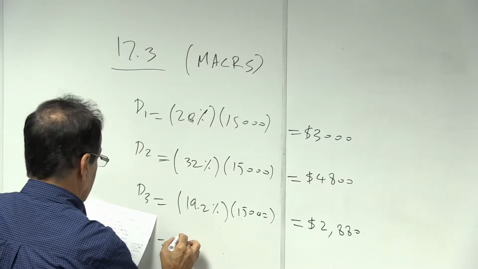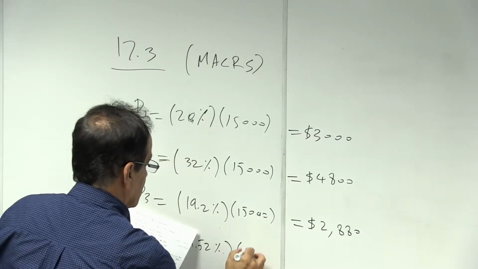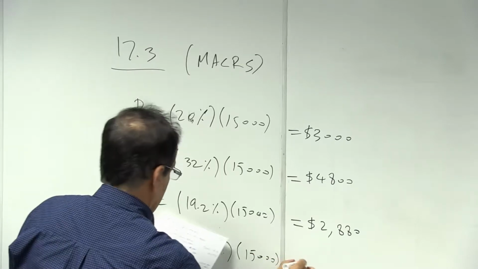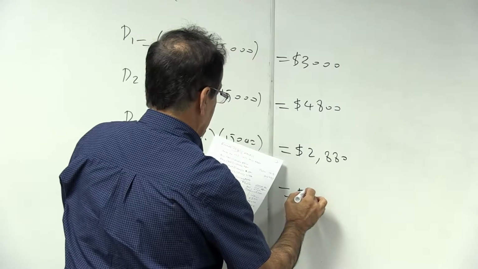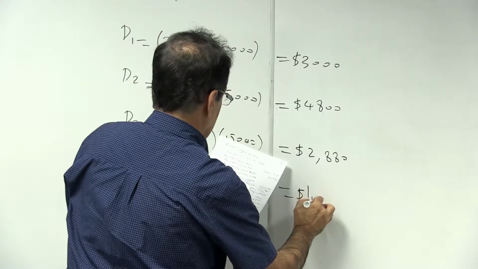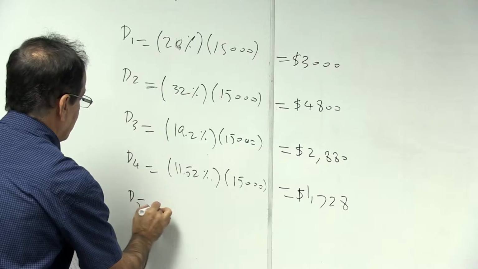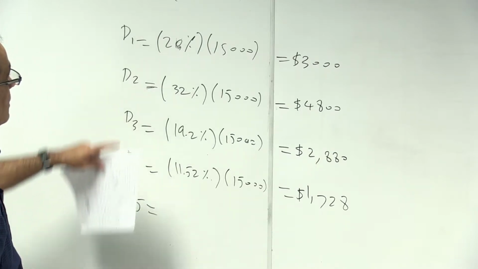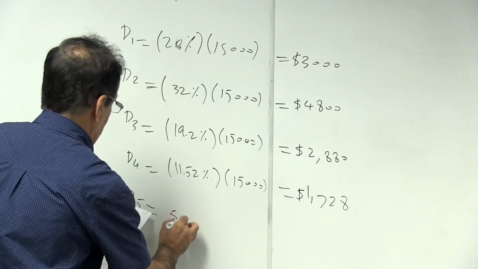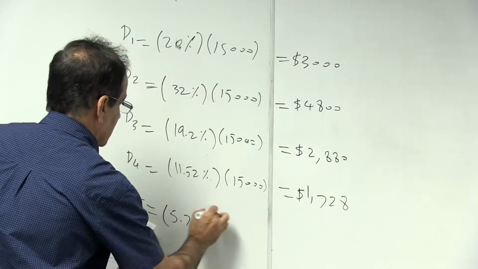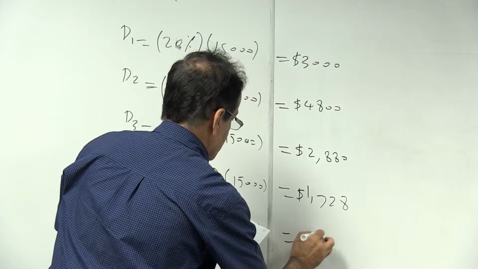And for year 4, it's going to be 11.52% times 15,000, and it's going to be 1,728. Now, pay attention. Year 5, under this method, we're going to cut this one in half because the first year was half a year. The last year should be half a year. So that's why we're going to use 5.76% times 15,000, which is going to be only $864.